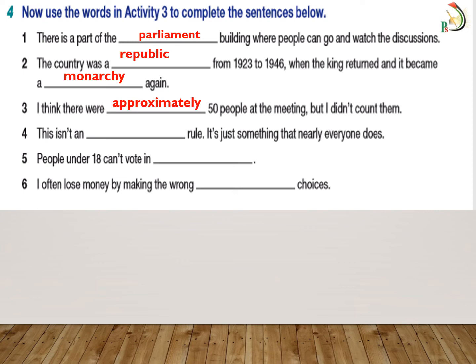Number four, this isn't an official rule, it's just something that nearly everyone does. Number five, people under 18 can't vote in elections. Number six, I often lose money by making the wrong financial choices. Okay, now check your answers. Try to correct your mistakes.